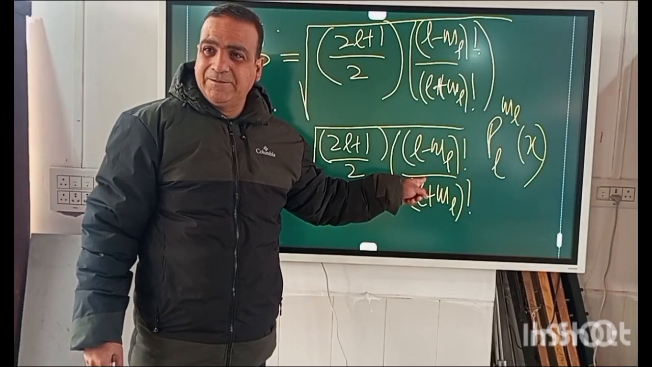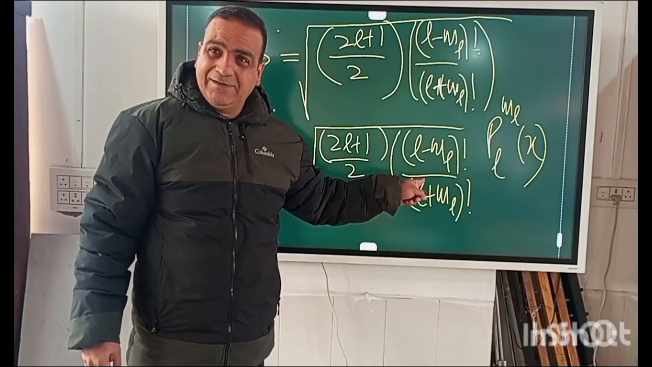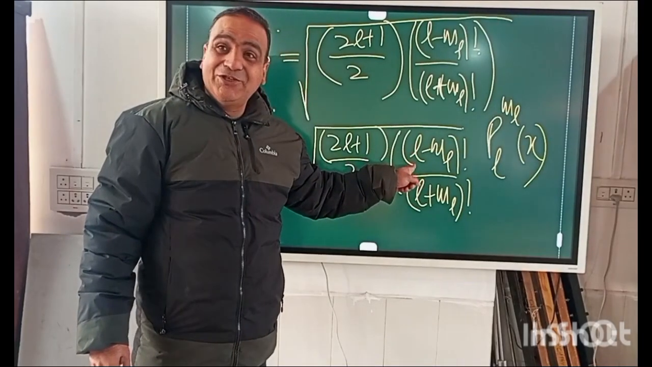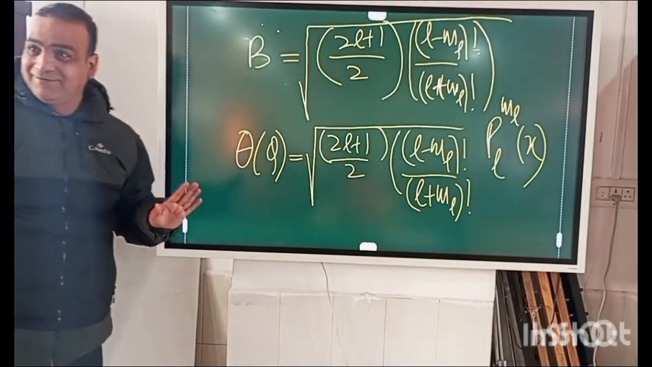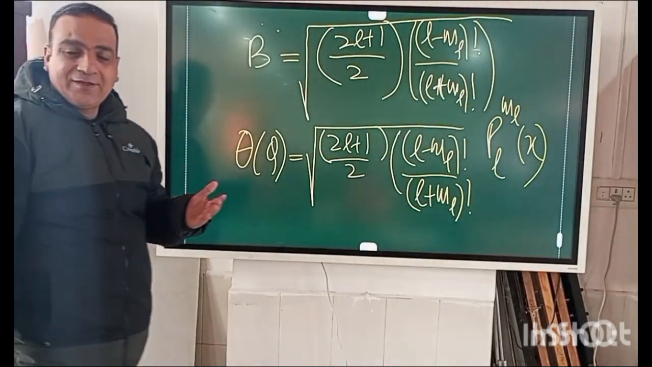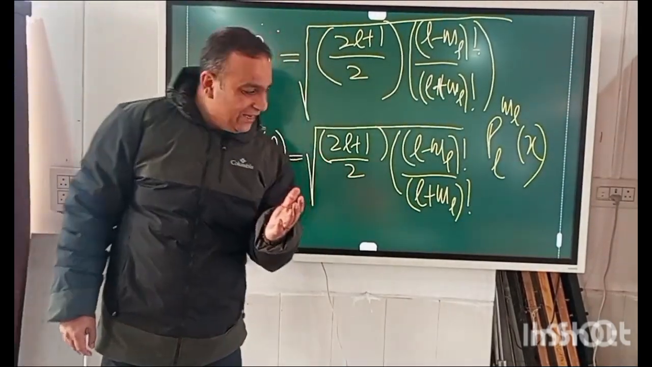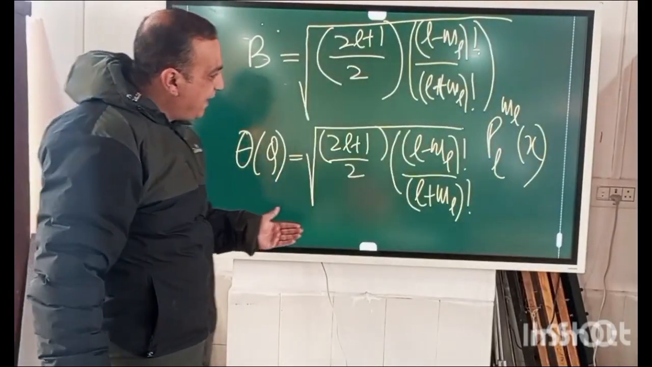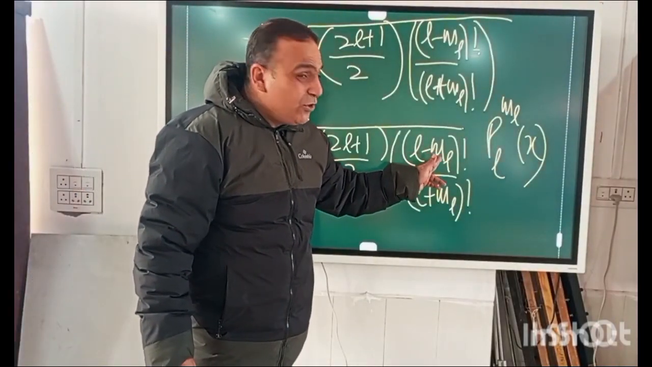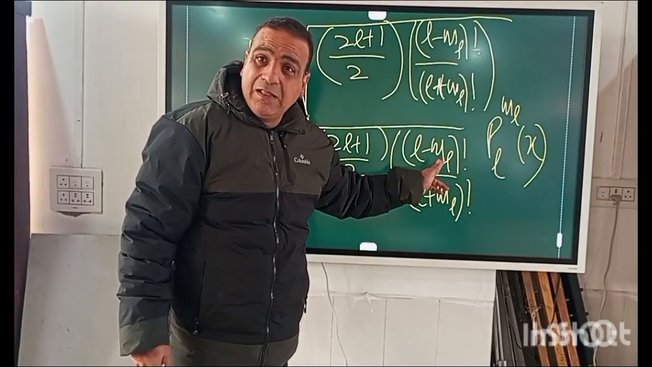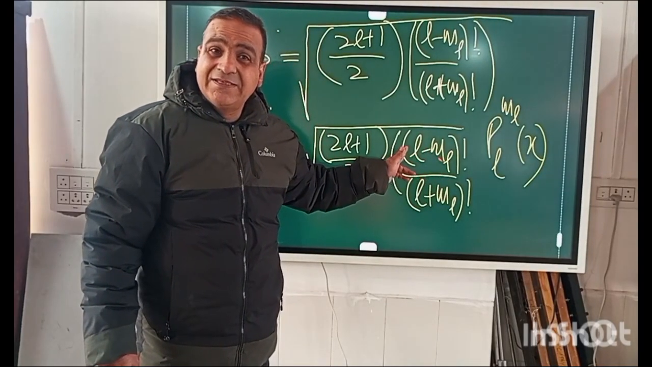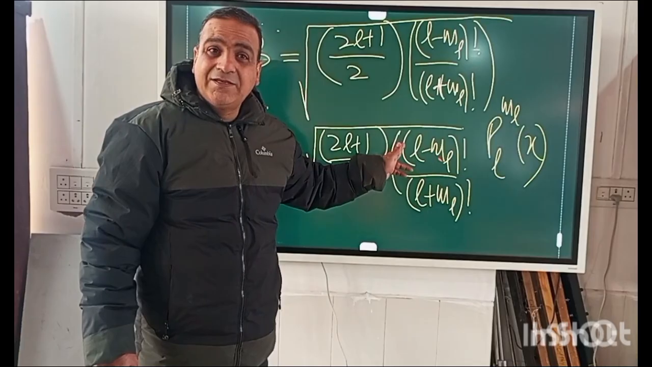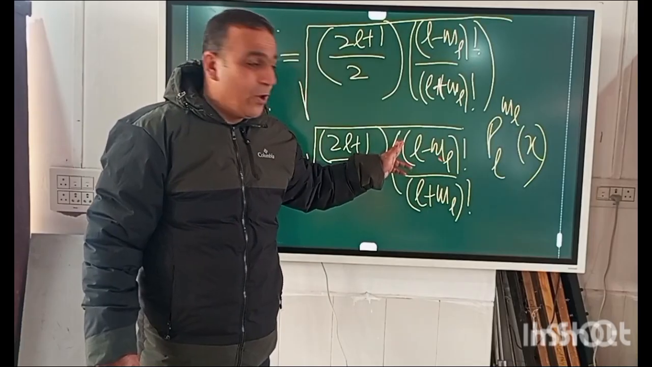That's not acceptable. What is acceptable here? This l should be greater than or equal to ml. Getting my point? What is ml? It's the magnetic quantum number. What is l? It is the azimuthal or orbital quantum number.